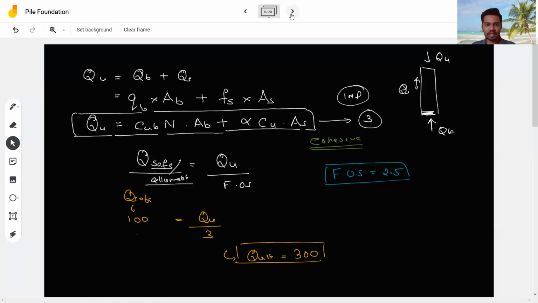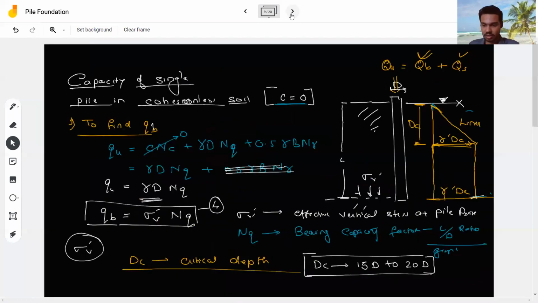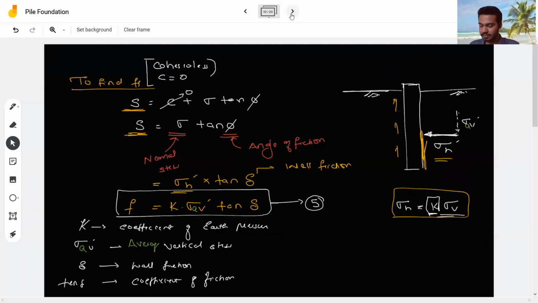अगर soil clay है, कुछ याद नहीं रखना. Your N का value 9 रहेगा. If the soil is clay, the value of N is 9. Ab means area of base, and alpha is your adhesion factor into Cu. यहाँ का जो soil का Cu रहेगा, that one times the perimeter. This we have seen. And we have also seen that Q safe or Q allowable, that is allowable load or safe load, is equal to ultimate load divided by factor of safety. We'll take down the next formula which we have learned.